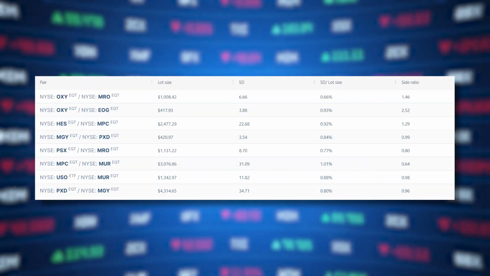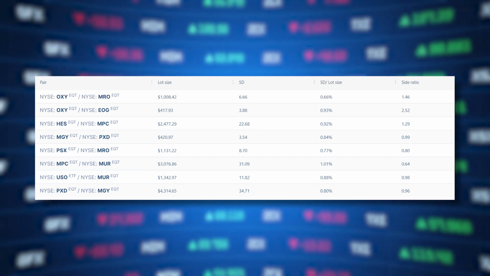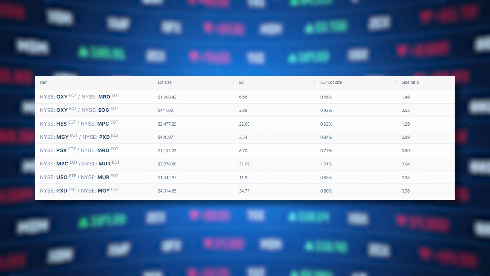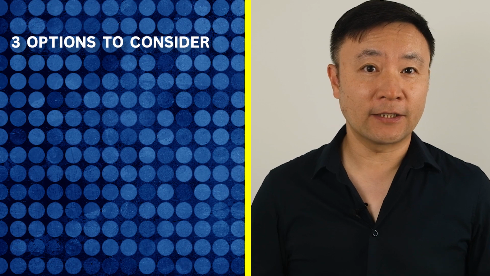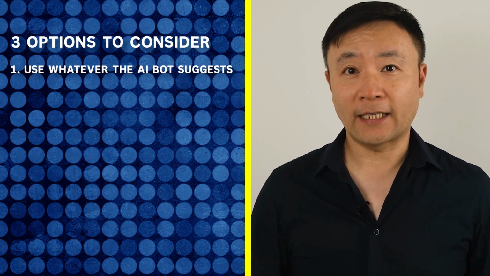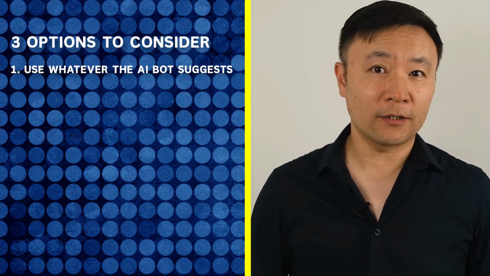Now, as I mentioned, this is the ratio of the price value of the first stock divided by the price value of the second stock in the pair trade. Basically, it tells you the weighting of each stock in the pair. Now, there are three options that you can consider here. The first option is to use whatever the AI bot suggests, as it has already calculated the optimal correlations based on the price.